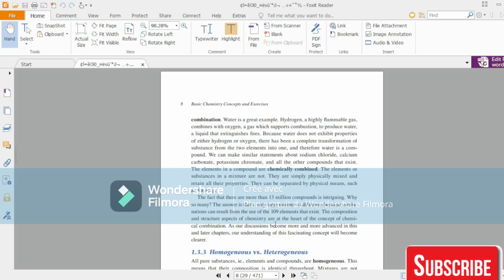There are more than 30 million compounds in existence. Why so many? The answer is that a very large number of different chemical combinations can result from the use of the 109 elements that exist. The composition and structure aspects of chemistry are at the heart of the concept of chemical combination. As our discussions become more and more advanced in this and later chapters, our understanding of this fascinating concept will become clearer.